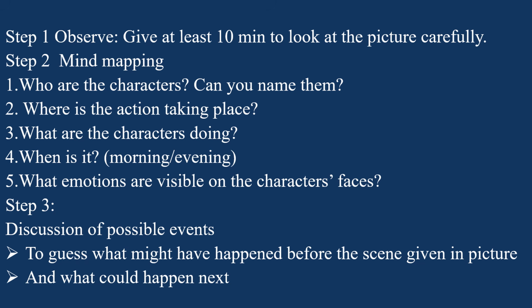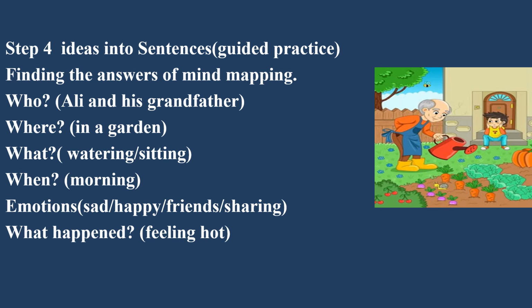Then in step 3, you're going to have a discussion of the possible events to see the background of the picture: what is happening, what happened before it, or what is going to happen after it. What are the thoughts of the character? What are they thinking about? Step 4 is that when you have thought about your ideas, you're going to develop those ideas into simple composed sentences. Remember, when you make these sentences about the picture, you're going to start them with a capital letter and end them with a full stop.